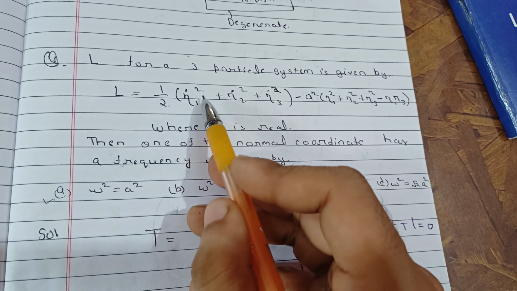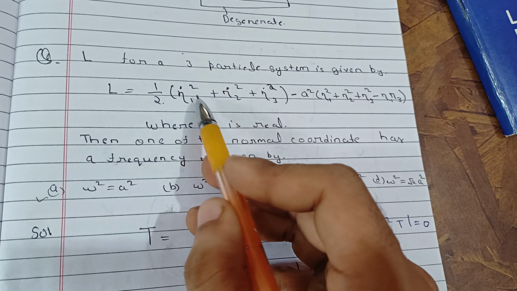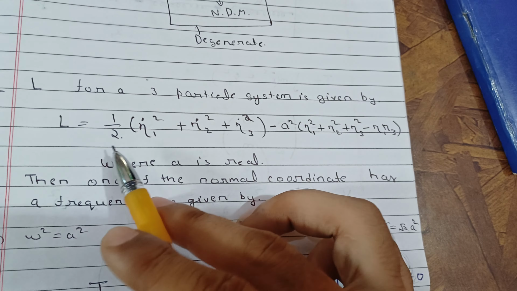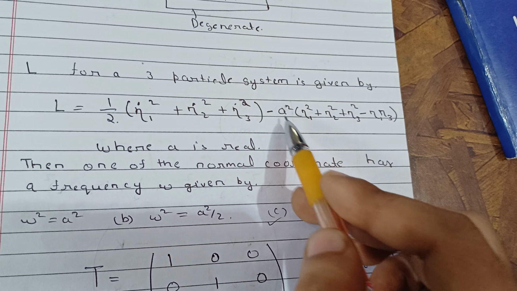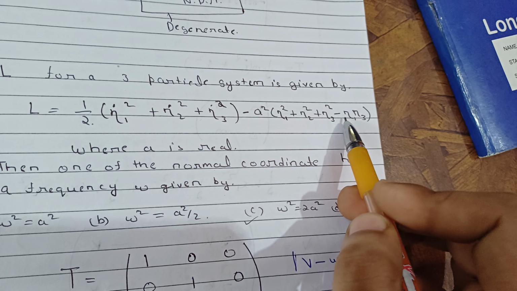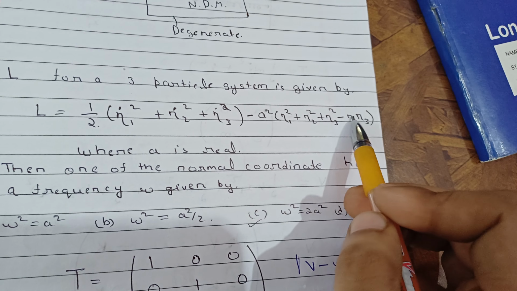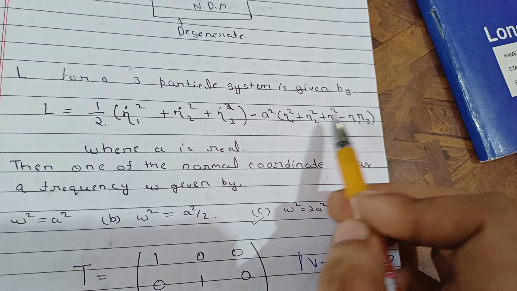From here, eta 1 dot will give you the 1 1 position, and the corresponding coefficient will be 1. For eta 2 it will be 1 only, and for eta 3 also it will be 1 only. So you will get your kinetic energy matrix. Now for the potential energy, see this, there is no half here, so we will multiply with half and multiply with 2. So at the 1 place you will get 2a square, at the 2 place again 2a square, at the 3 place 2a square. Then we multiply by 2 here also, so you can write it as 3 1 and 1 3. At 3 1 and 1 3 it will give you minus a square.